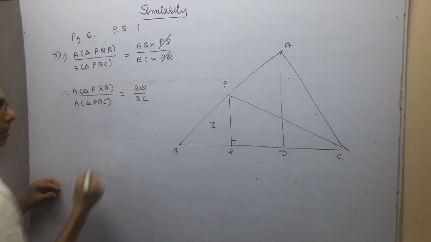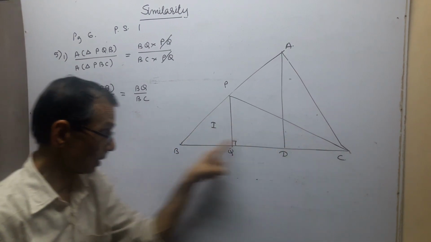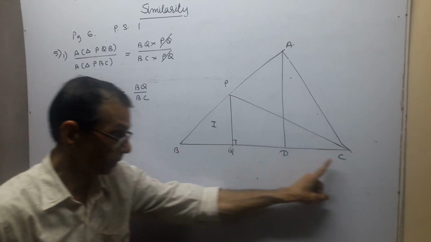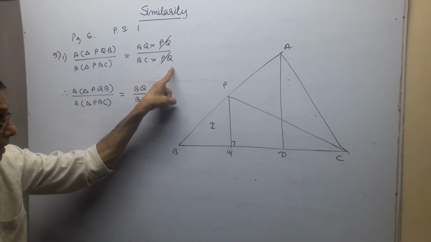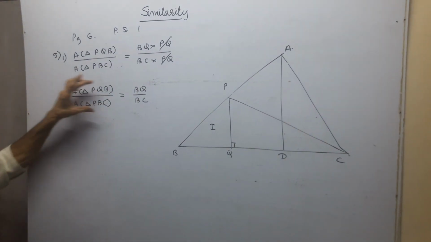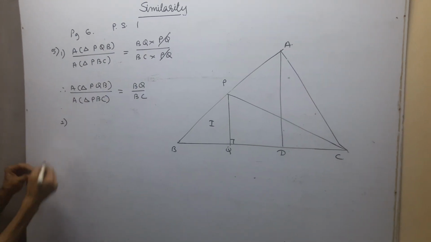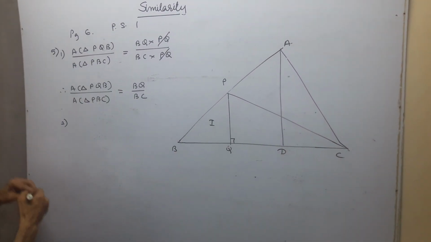So here you will find that both the triangles, the first triangle and this second big triangle, have the same height, but the base is different. Since the height is the same, it will get cancelled, and therefore the ratio of the areas is proportional to the bases. Let us take the second example. Area of triangle PBC.